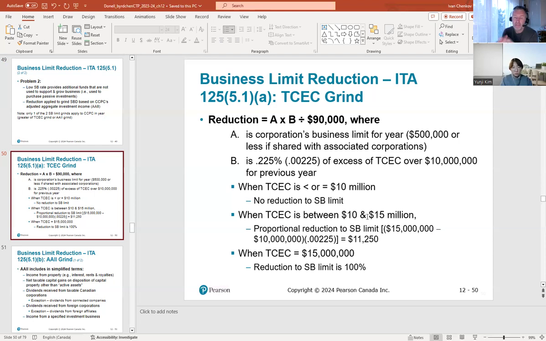So up to $10 million, there will be no deduction, but the additional $2 million is going to trigger some reduction of the small business deduction. And how much will that be? The reduction will be proportionate. Let's say 12 million minus 10 million times 0.225. And that will be the reduction of the small business deductions.